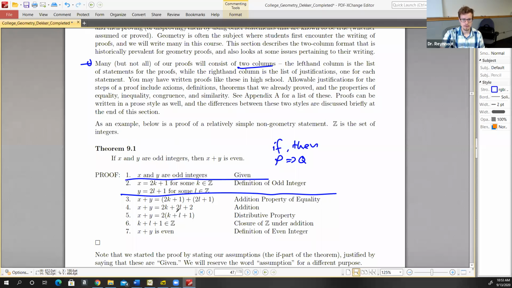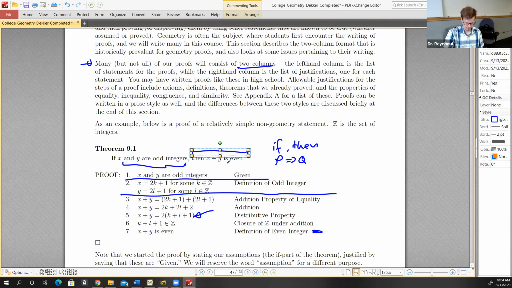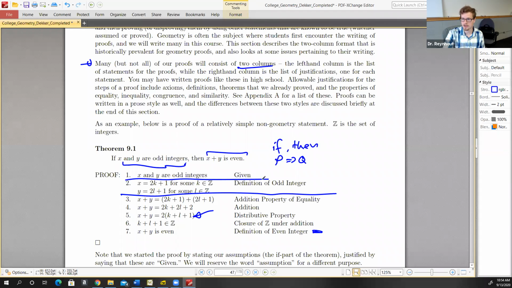And then this here, noticing that it's 2 times something, we can say that x plus y is even because we have this statement where that's an integer, and that is the definition of an even integer. So we started with our assumption and we ended with exactly what we wanted to find. x plus y is even. So assume this part and show this part. P implies Q. P is x and y are odd integers. Q is x plus y is even.